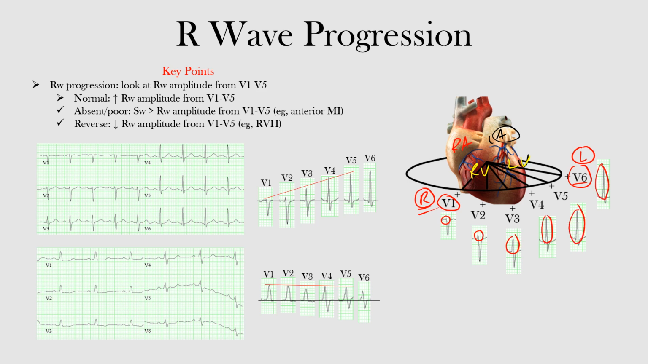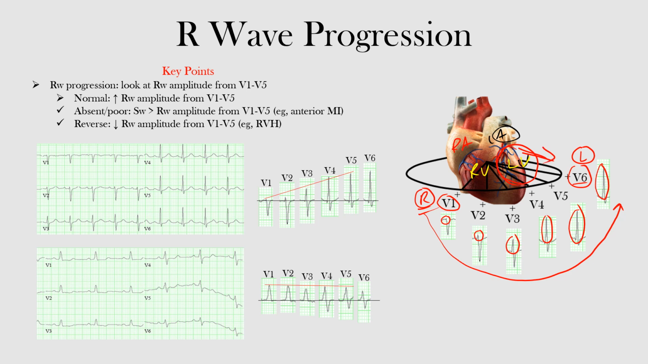As we move from right to left across the heart, we're getting closer to the left ventricle, which takes up most of the mass compared to the right ventricle, and because of that, it's pulling all the forces that way. That's why we see these R waves, this QRS complex, getting more positive as our axis is heading more leftward.